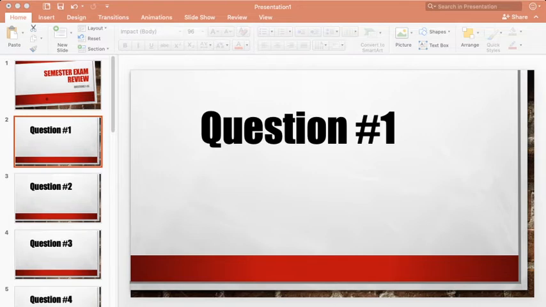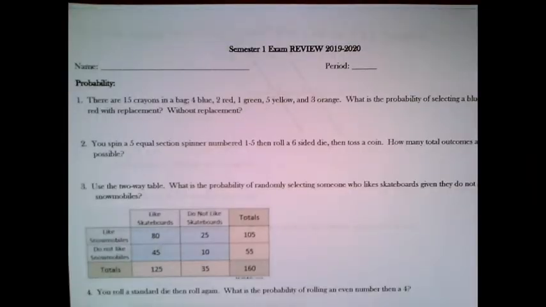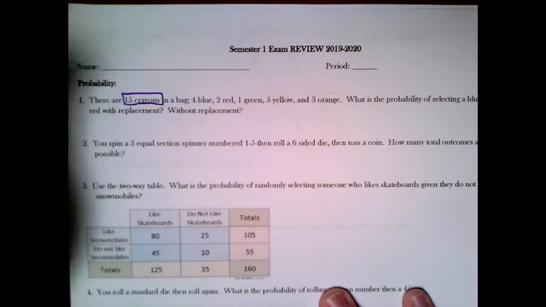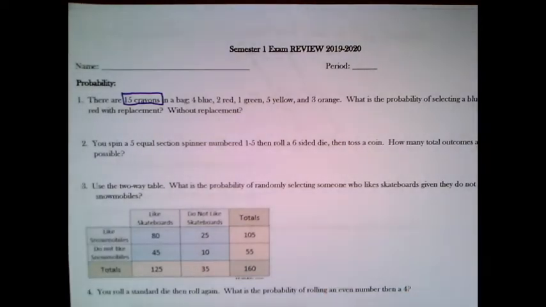So we are going to start with question number 1, and that's what's up there. So we're going to move over here and let's check it out. Question 1 says there are 15 crayons in a bag. So that's kind of a big thing. Some of you guys are big into highlighting. We're definitely going to keep that in mind because that's the total number of crayons. 4 blue, 2 red, 1 green, 5 yellow, and 3 orange. What is the probability of selecting a blue and then a red with replacement?